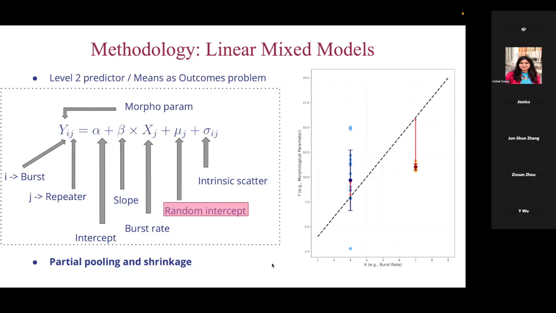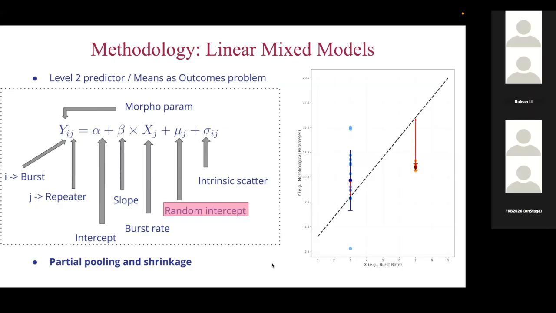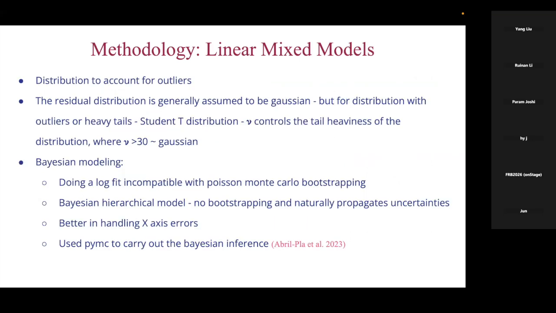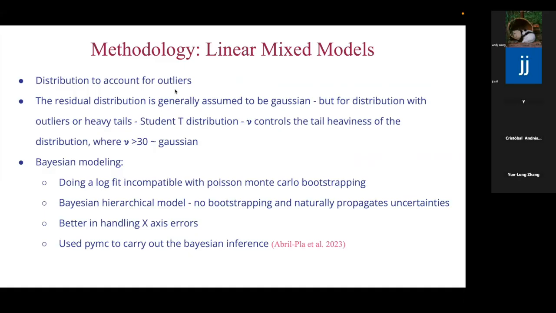To account for the outliers, since we have a lot of outliers in the data, we have used a Student t distribution, which allows for heavy tails. It has a parameter nu, which controls the tail heaviness, with nu greater than 30 implying it's a Gaussian, and lower nu values implying that the tails are heavy. And we have used a Bayesian hierarchical model using PyMC to carry out the Bayesian inference.